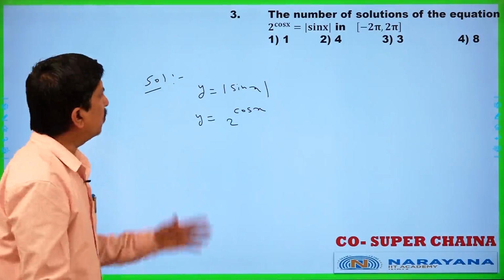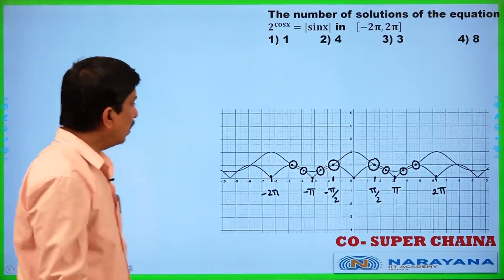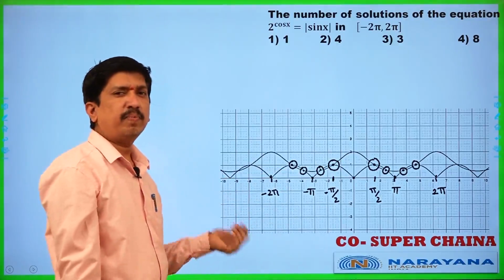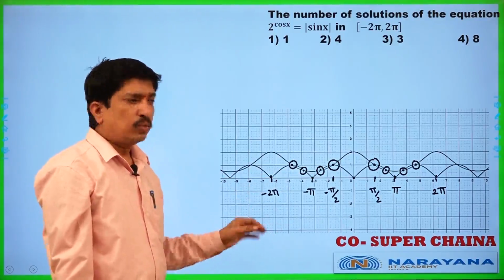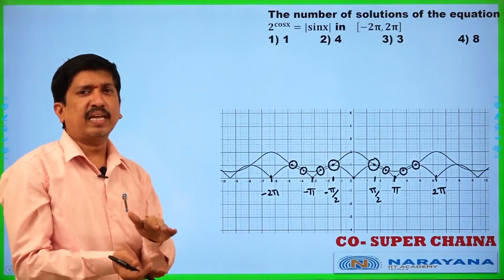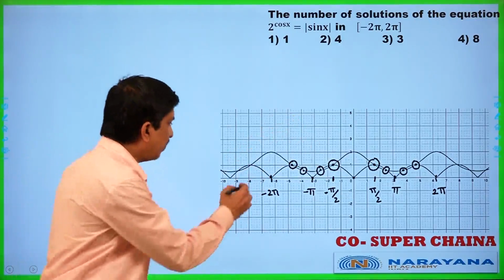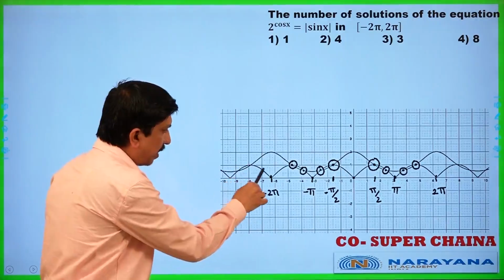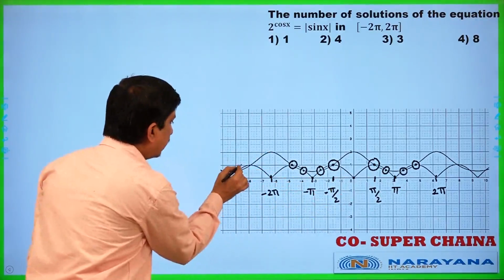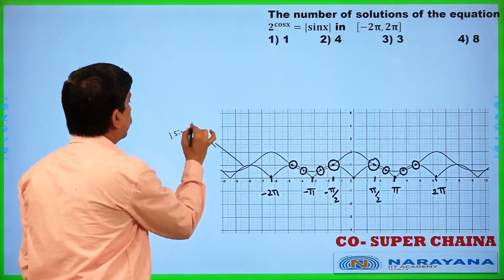Now observe that. You know the sin x graph very well. Mod sin x means the graph below the x axis you never get, because all values are positive only. So whatever part of the sin x graph is below the x axis, you pick it up to the upward side. You will get the sin x graph like mountains. This is a mountain, this is a mountain, this is a mountain, like that you are getting. So here I am mentioning that this is the sin x graph, and the modulus of sin x graph is this one only.